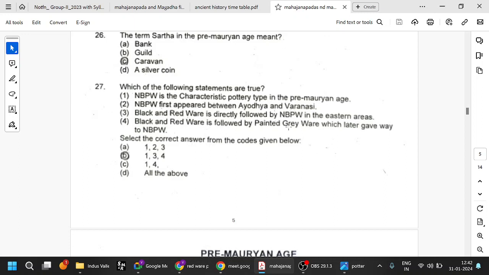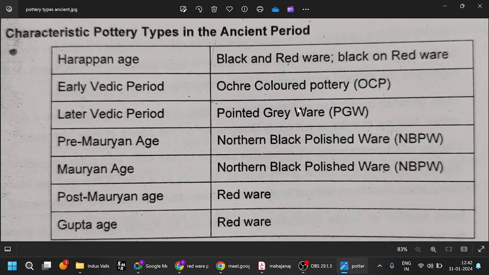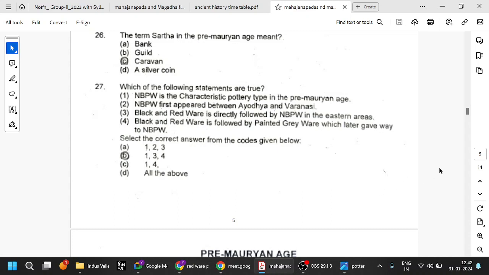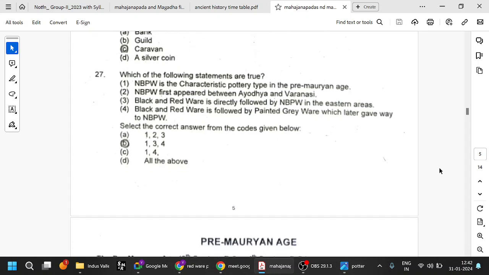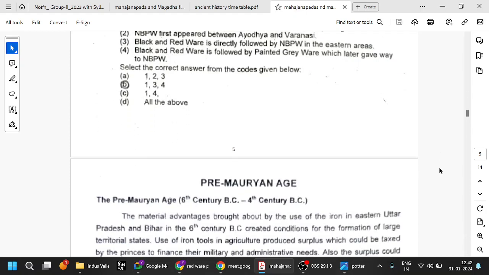Black and red ware is followed by painted grey ware, which later gave way to NBPW. That's in general also. What it is saying is black and red is followed by painted grey ware, which is followed by northern black polished ware, and that was followed by the red ware. So pottery is also very important. Frequent questions will come on pottery. You have to remember the order and where it is, western side or eastern side.